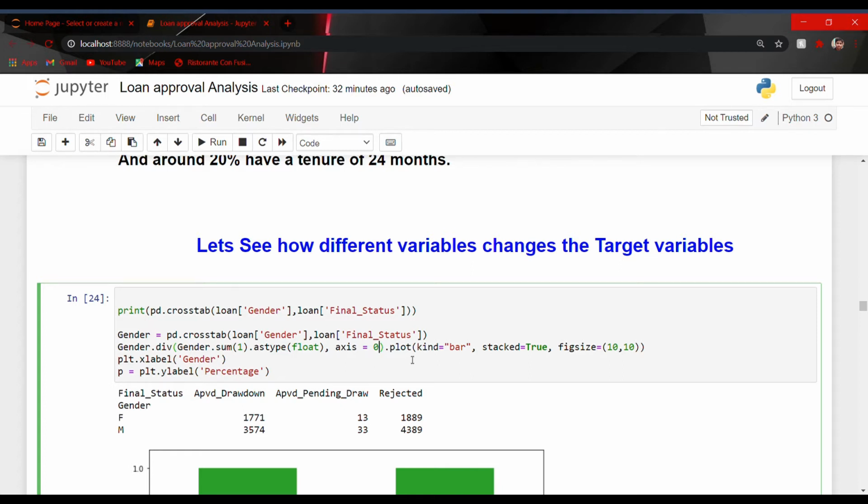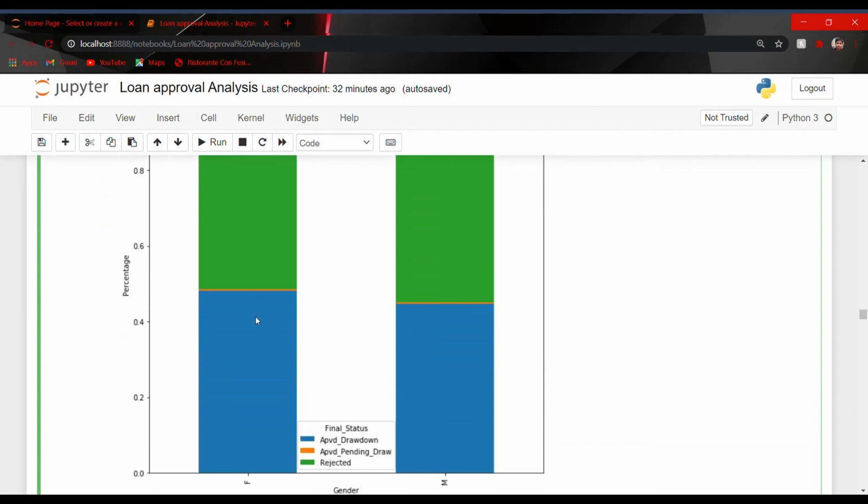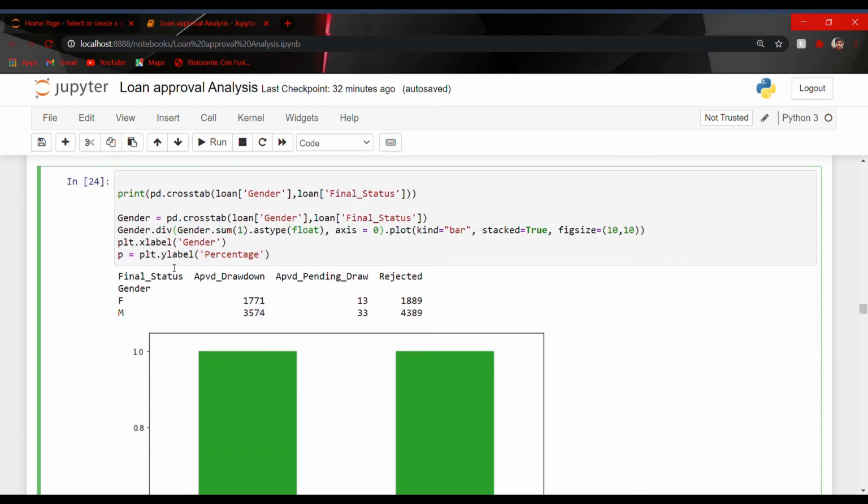Now using dot plot, I have taken kind equals bar. That means I want a bar chart. And stacked means that the graph will be stacked together. As you can see, blue and green are stacked with each other. Now let's see the analysis.